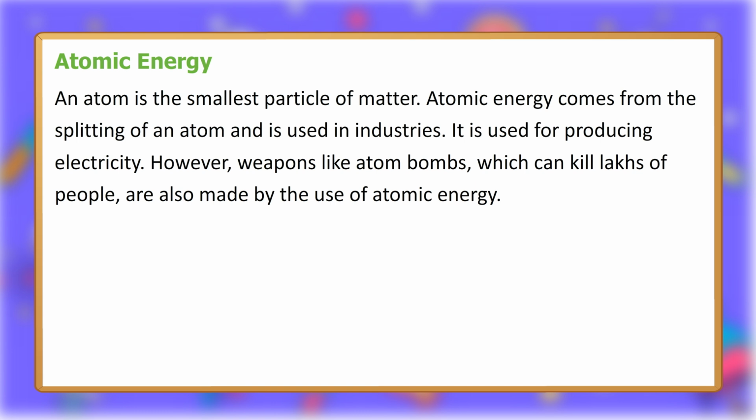Atomic energy. An atom is the smallest particle of matter. Atomic energy comes from the splitting of an atom and is used in industries. It is used for producing electricity. However, weapons like atom bombs, which can kill lakhs of people, are also made by the use of atomic energy.